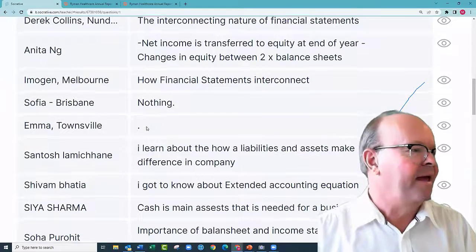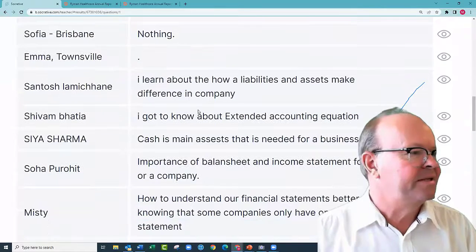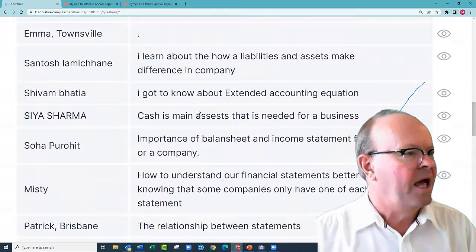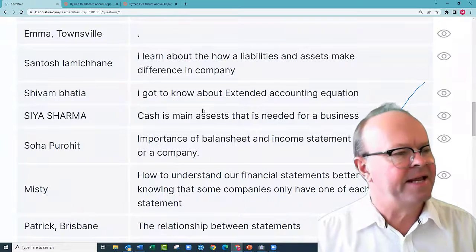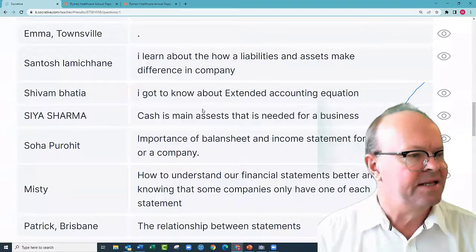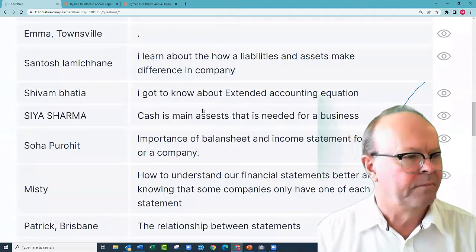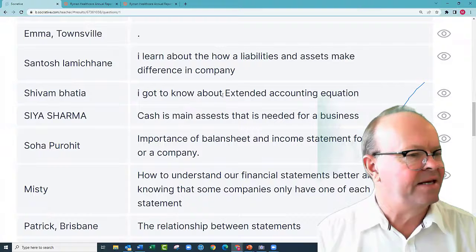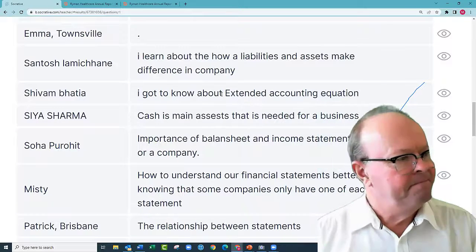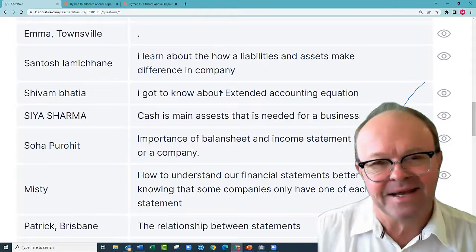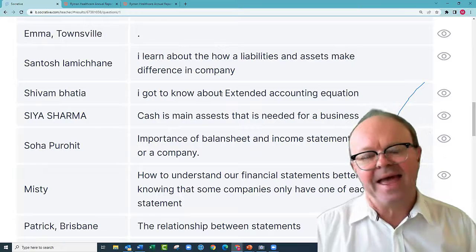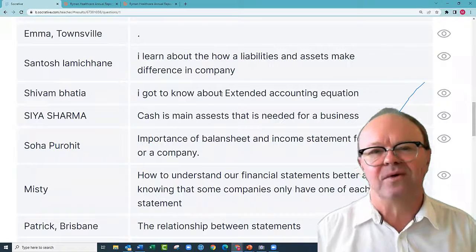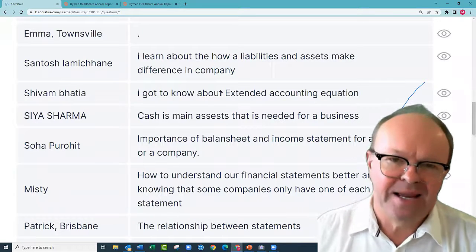Sophia, nothing. Emma, full stop. Santosh, I learned about how liabilities and assets make a difference in the company. Shivam, I got to know about the extended accounting equation. Make sure you've memorized the extended accounting equation. It's not that hard. Assets plus expenses equals equity plus revenue plus liabilities.